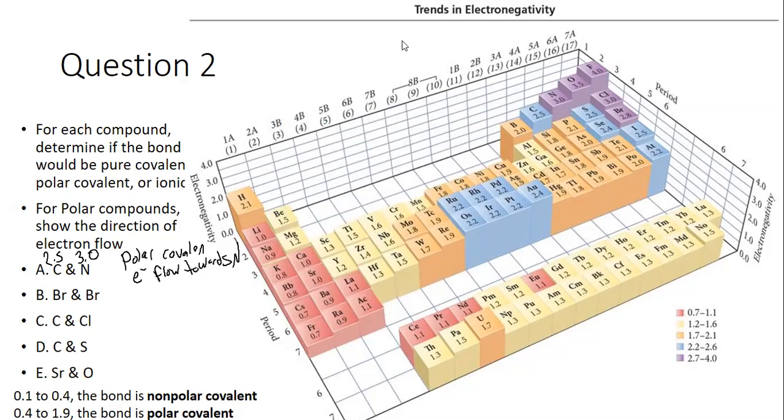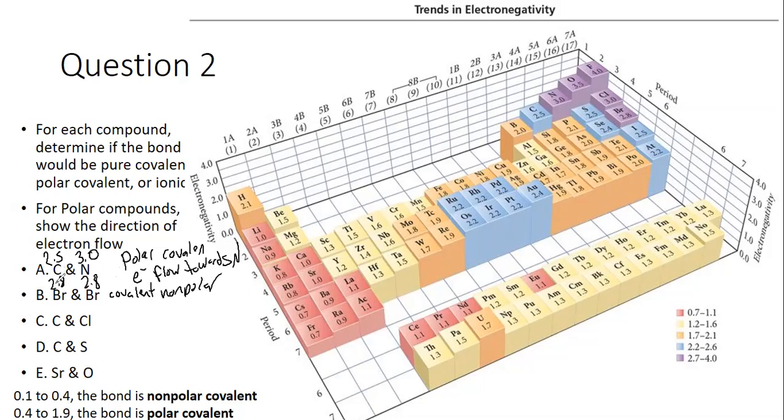All right, so let's take a look at this. So Br is 2.8. Br is 2.8. Subtract those two, that's 0. So that's covalent, nonpolar.